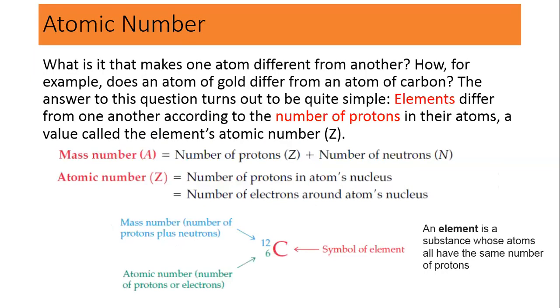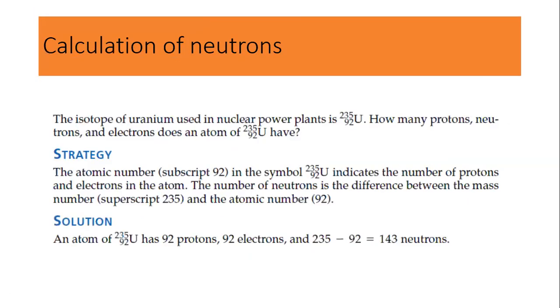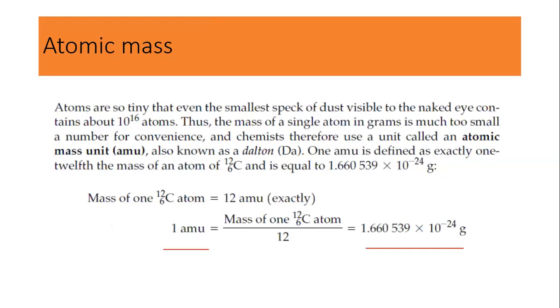So again, very simple. The number of protons is here. This is the atomic number. This is the mass number, contributing the number of protons and neutrons. You just subtract the number of protons from the mass number, and it will give you the number of neutrons. So coming to the atomic mass now. What is the atomic mass?